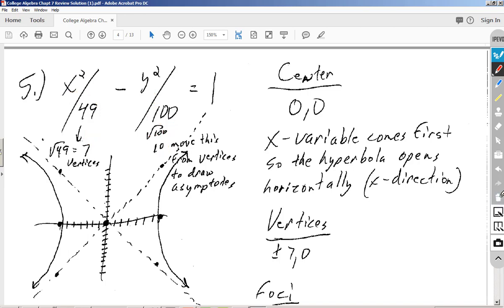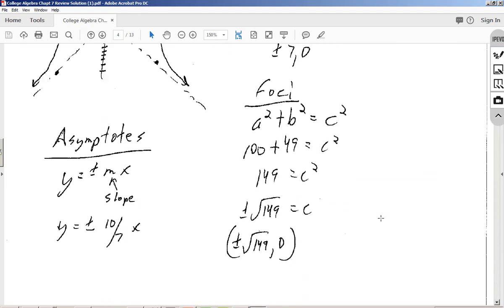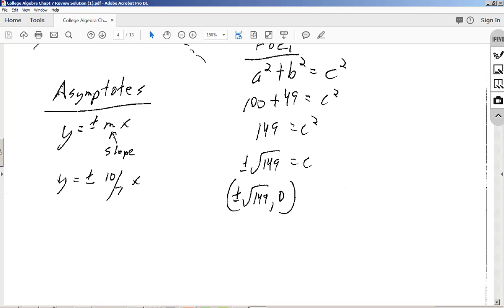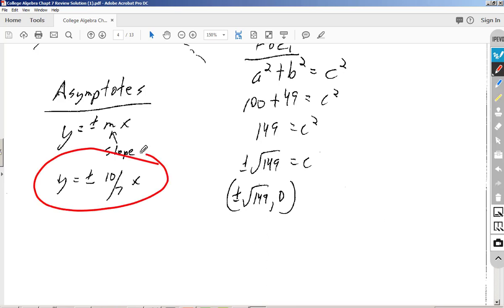Once you have those numbers down, just go ahead and substitute them in. So you've got your asymptotes at y equals plus or minus 10/7 x. And notice you don't have to worry about that plus b because that y-intercept is just 0. So that's why you just end up with y equals plus or minus 10/7 x. And notice it's plus or minus because you've got one asymptote going up and the other asymptote going down.